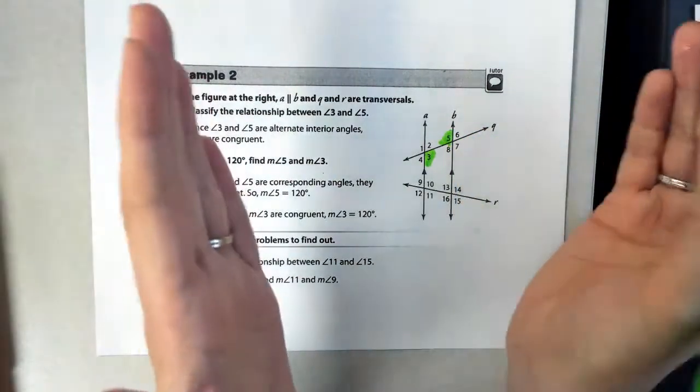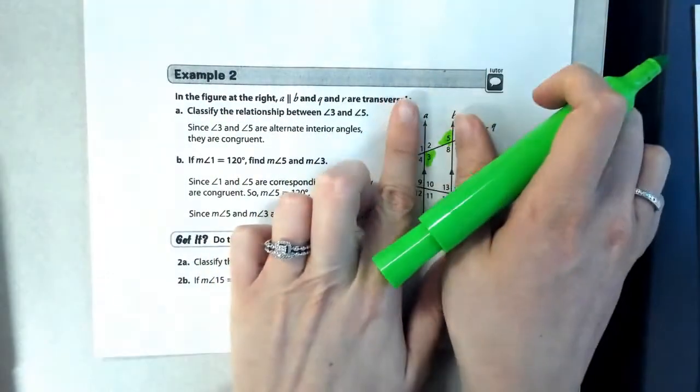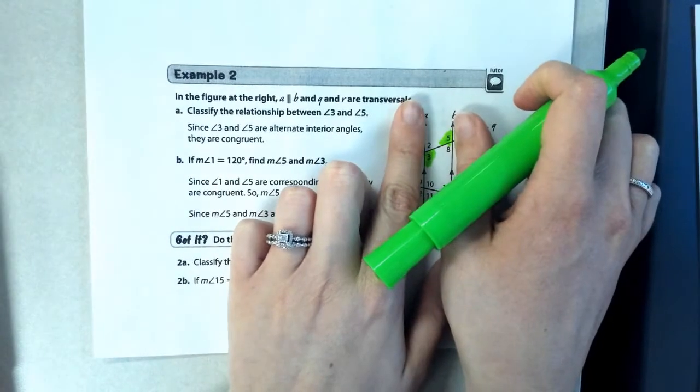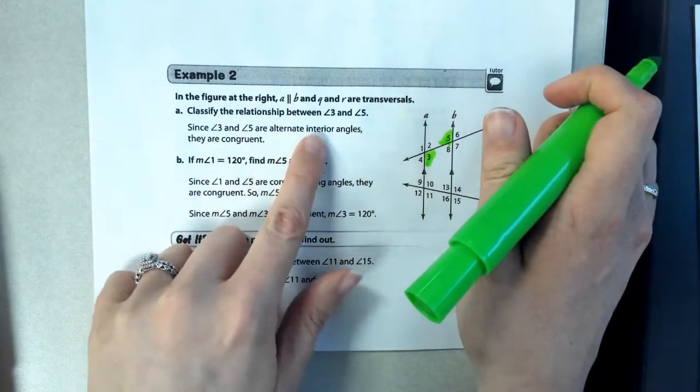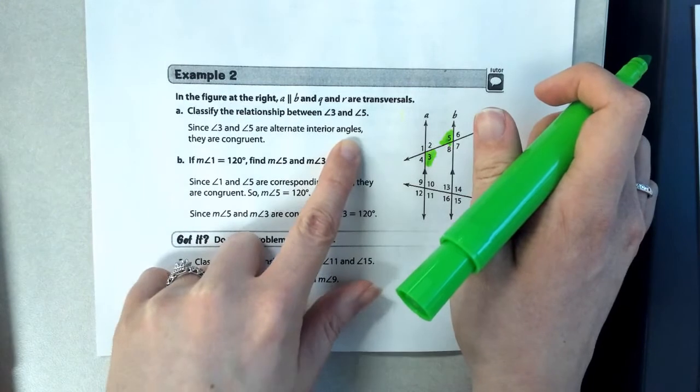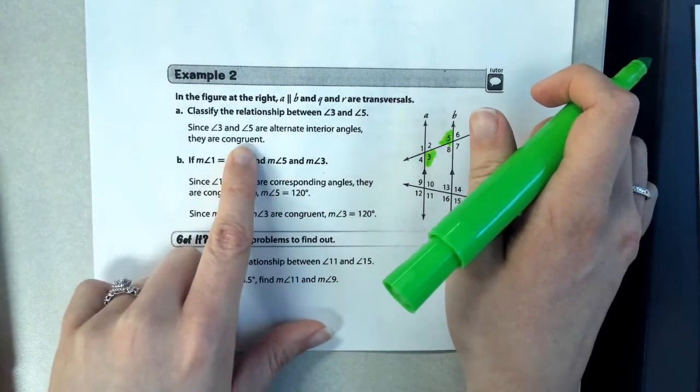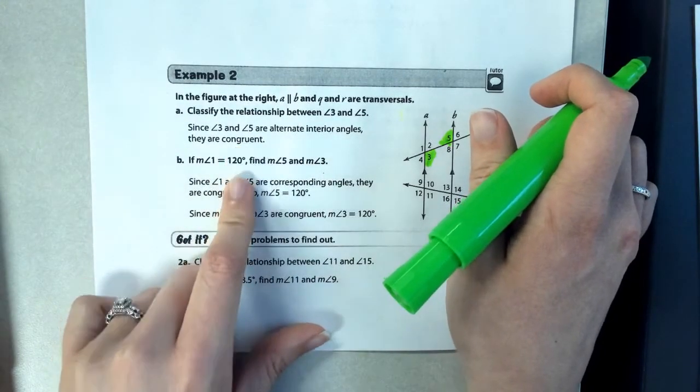I notice that they're both on the outside of the parallel lines, and they're opposite each other. That makes them alternate exterior angles. Since they're alternate exterior, that means they're congruent. They're equal to each other.